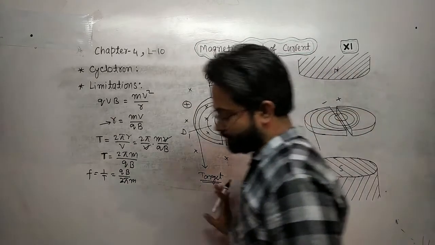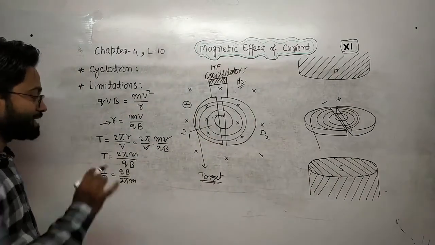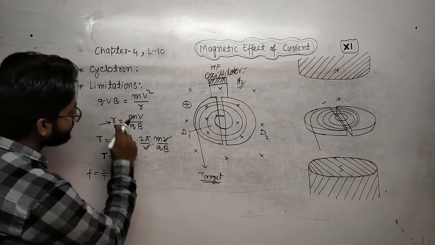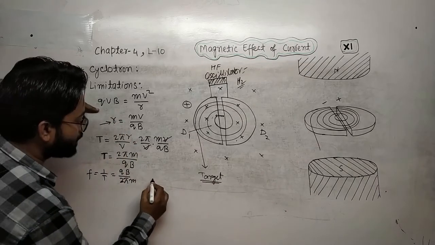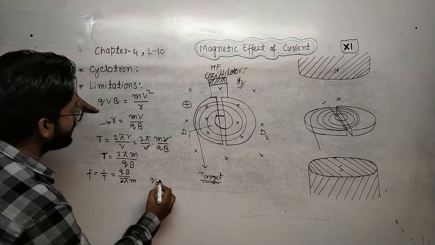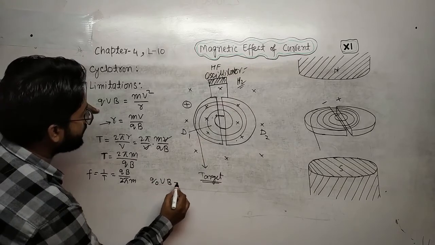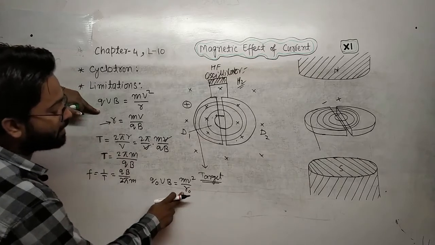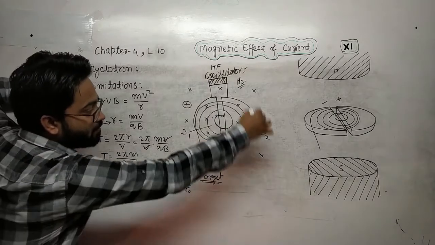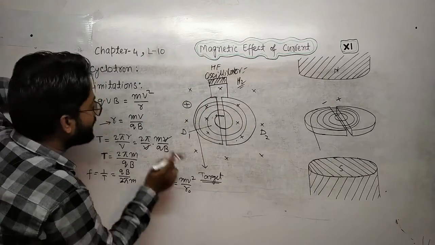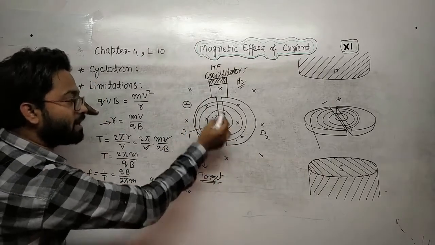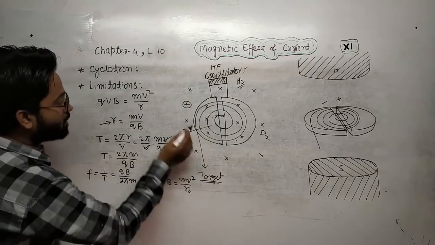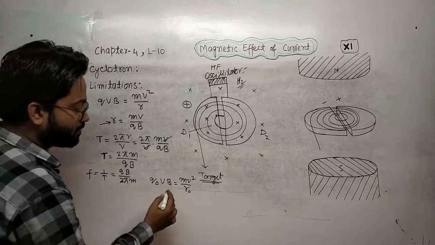What will be the maximum kinetic energy? You know that here qv0B is equal to mv0 square upon r0. We are taking r0 because it is the maximum radius, where r is the instantaneous radius, but r0 is the largest radius. Okay.